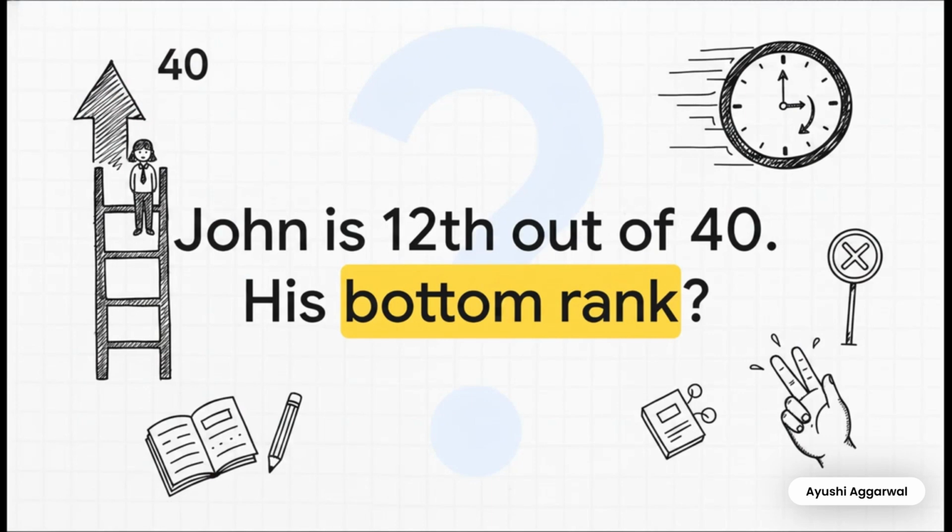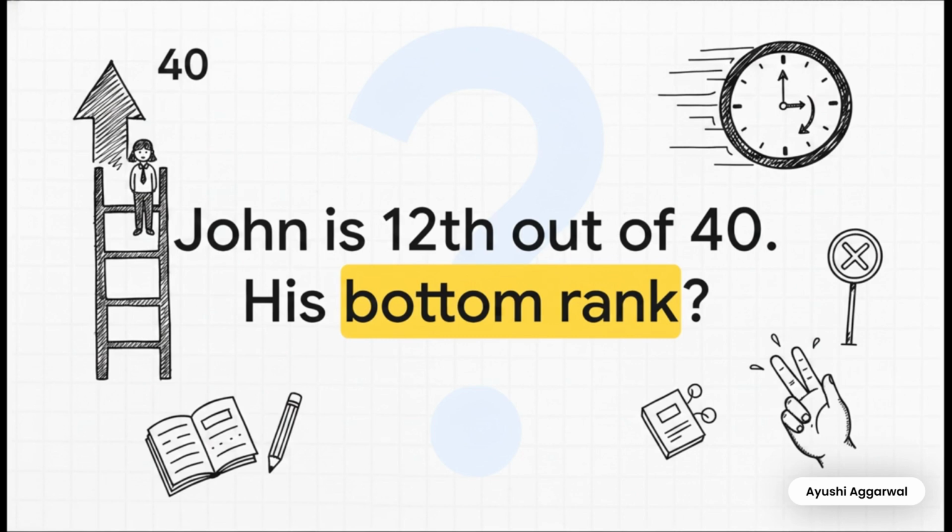Okay, so examiners literally love to set little traps for you. Here's a classic ranking problem that confuses so many students. In a class of 40 students, John is ranked 12th from the top. What is his rank from the bottom? Now I know some of you might be super tempted to just subtract 12 from 40 and write 28, या फिर कुछ लोग उंगलियों पे count करना शुरू कर देंगे. Please don't do that. Wasting time counting manually is a massive no-no.